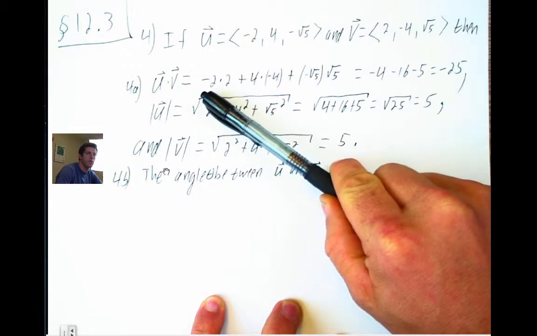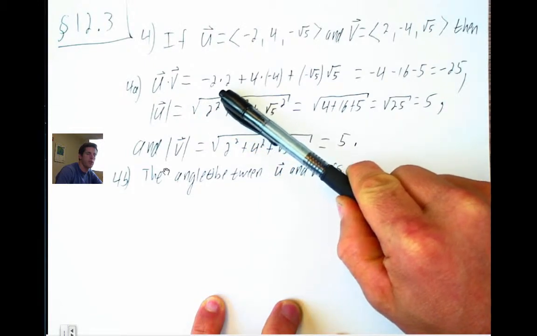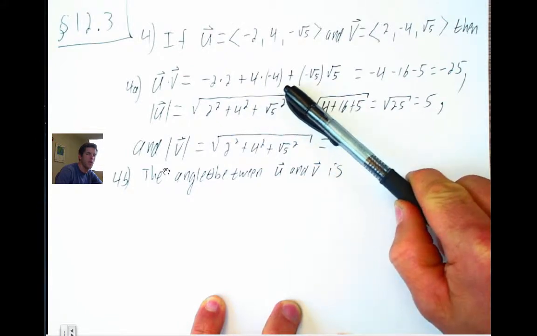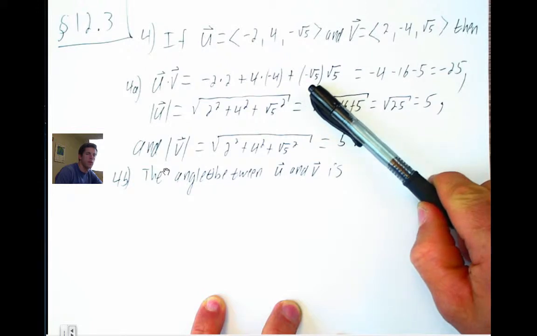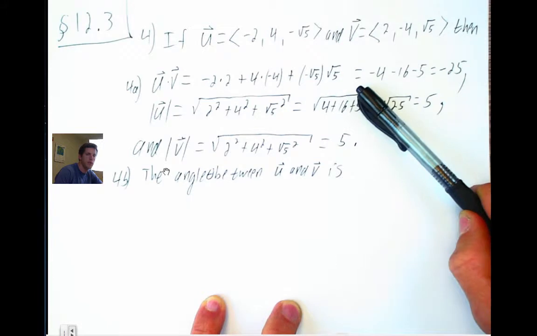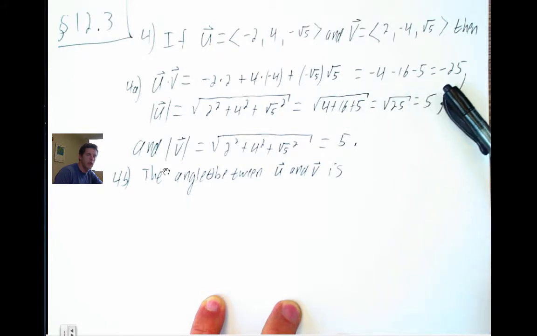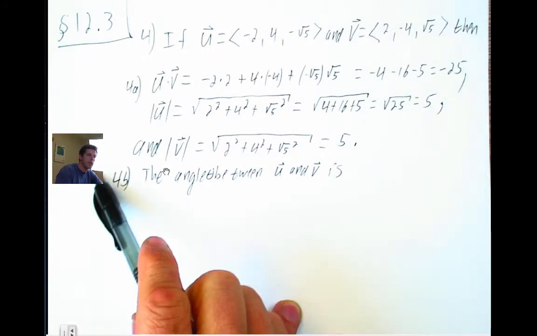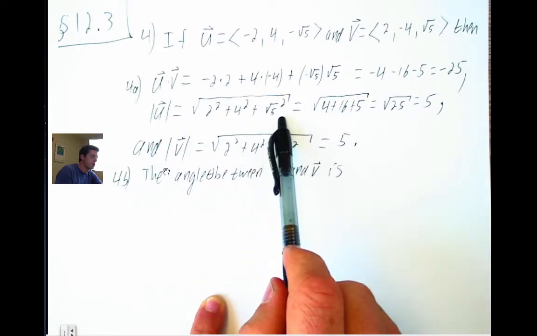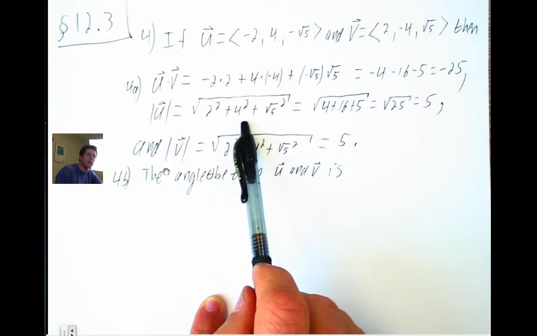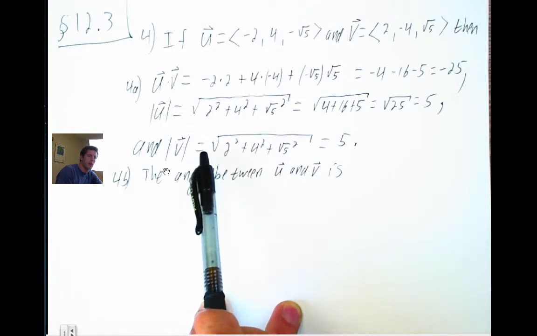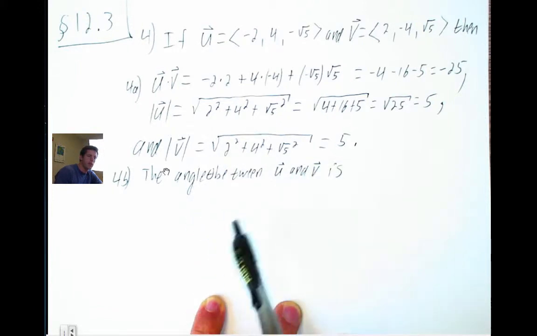So the first component of u times the first component of v plus the second component of u times the second component of v plus the third component of u times the third component of v. All right, well, that's easy enough to calculate. Negative 25 I get. Okay. Magnitude of u, we did this before. Sum of the squares of the components square rooted. And that comes out to 5. And boy, I just keep encountering the same numbers. v similarly has a magnitude of 5.